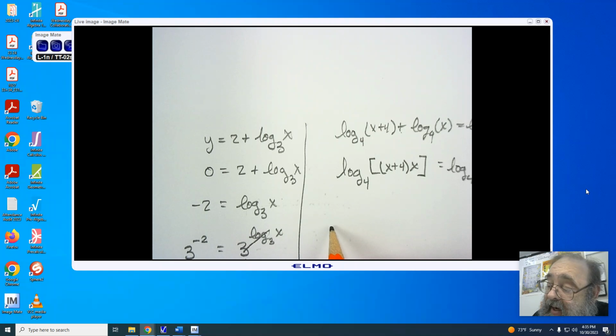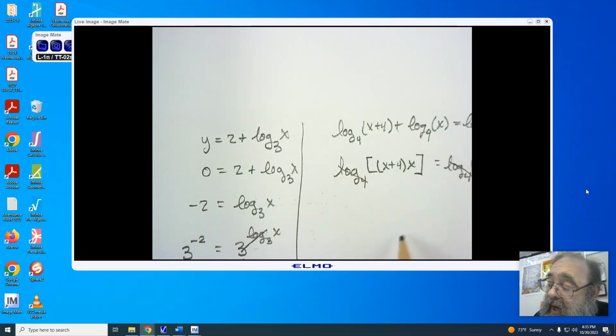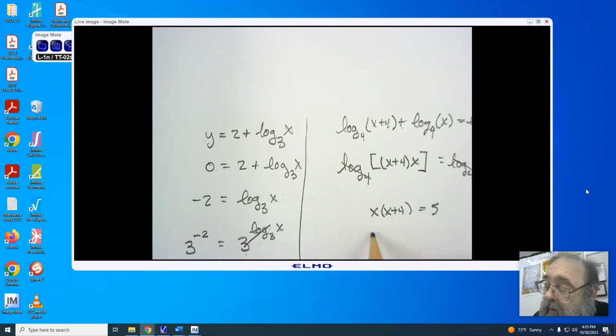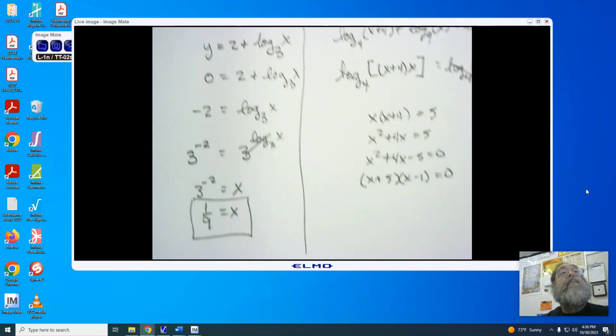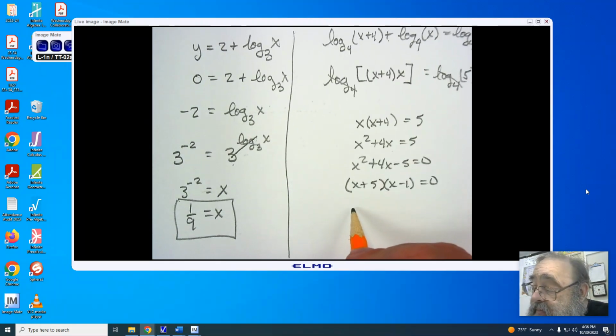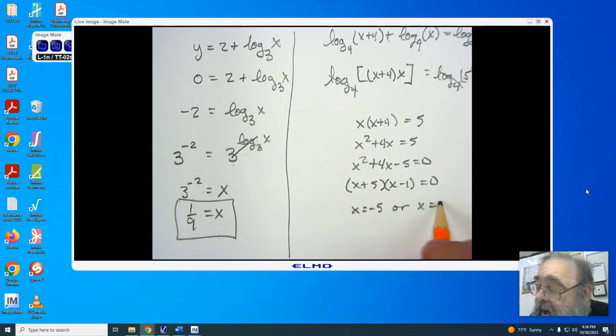Now that I have this, I can drop the log base 4 on both sides, and it's the same thing as exponentiating. I then have x times x plus 4 equals 5, and therefore x squared plus 4x is equal to 5. So x squared plus 4x minus 5 equals 0, and I now have x plus 5, x minus 1 equals 0. This gives me two possible x's, x equals negative 5 or x equals a positive 1.